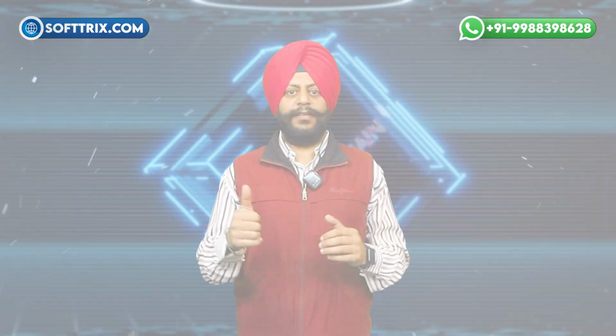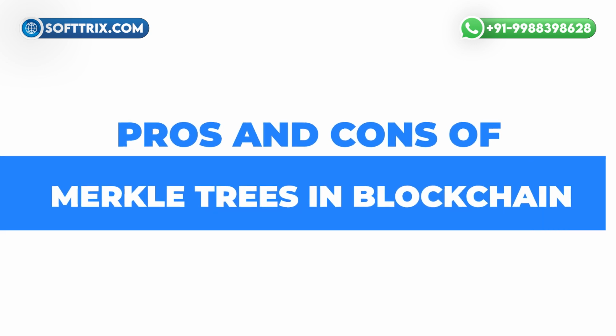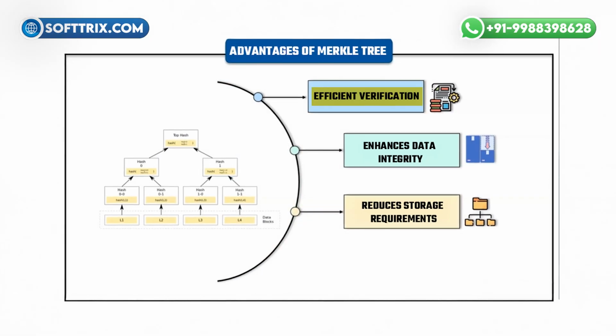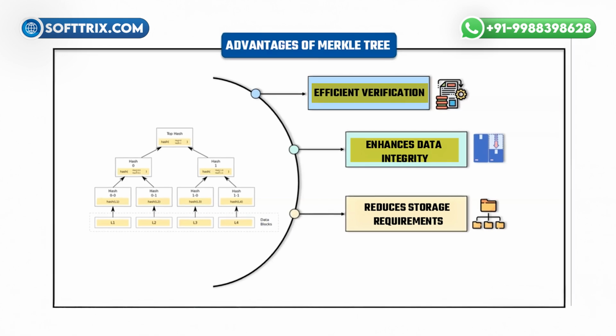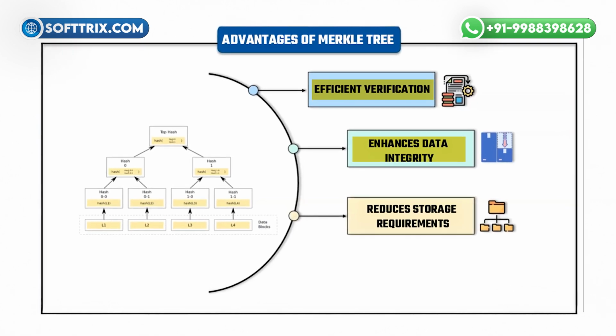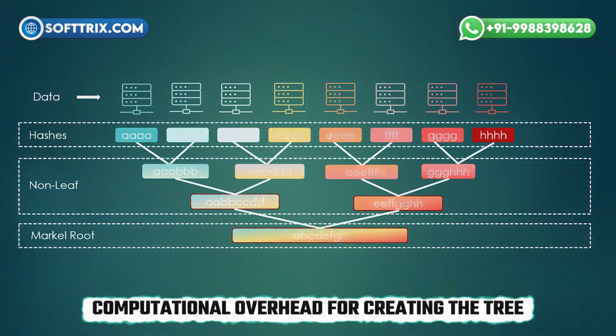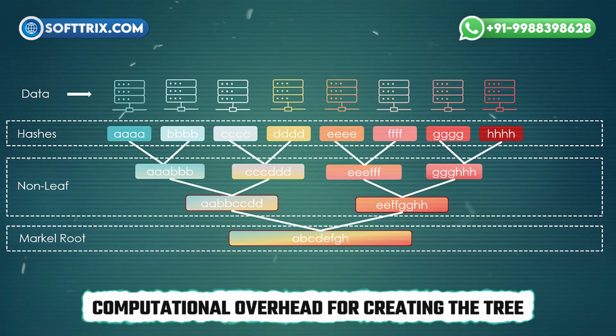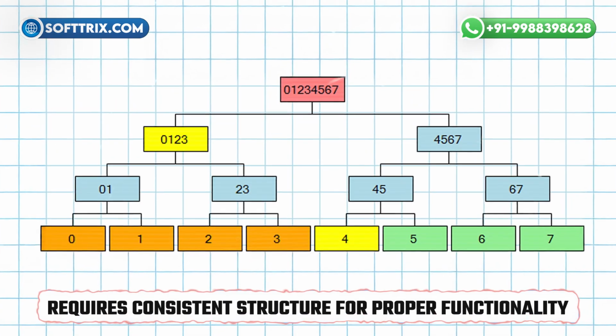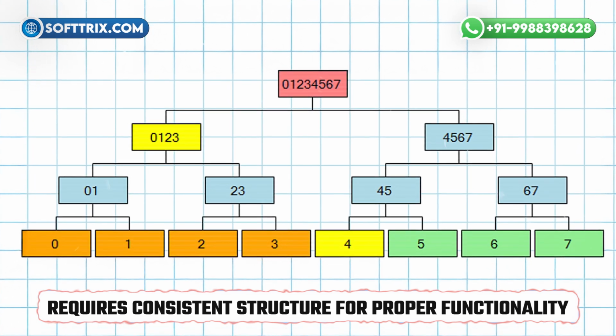Cool? Right. Here's a quick summary of the pros and cons of Merkle trees in blockchain. Let's start with the advantages. Efficient verification, enhanced data integrity, reduced storage requirements. Now comes the limitations. Computational overhead for creating the tree, and it requires a consistent structure for proper functionality.